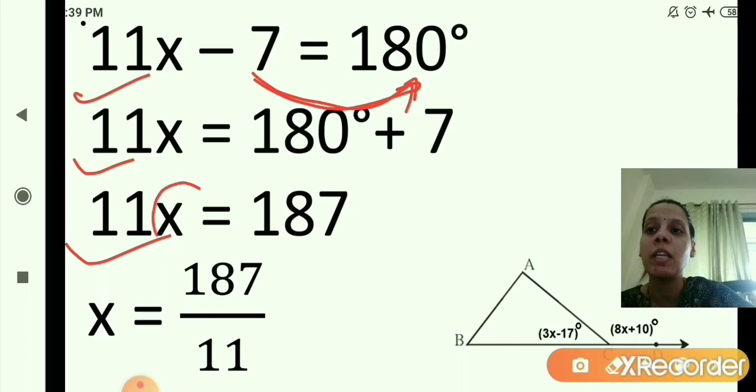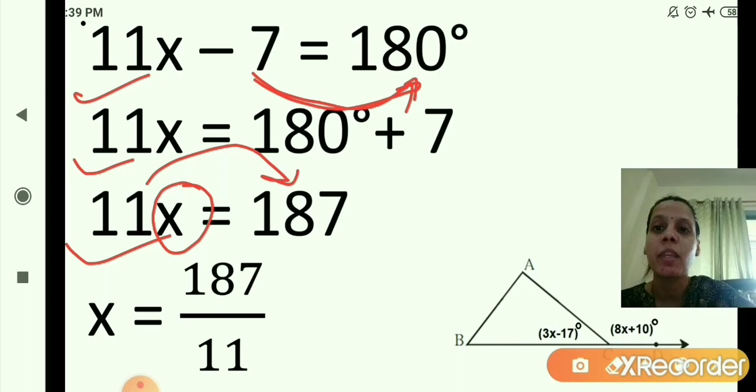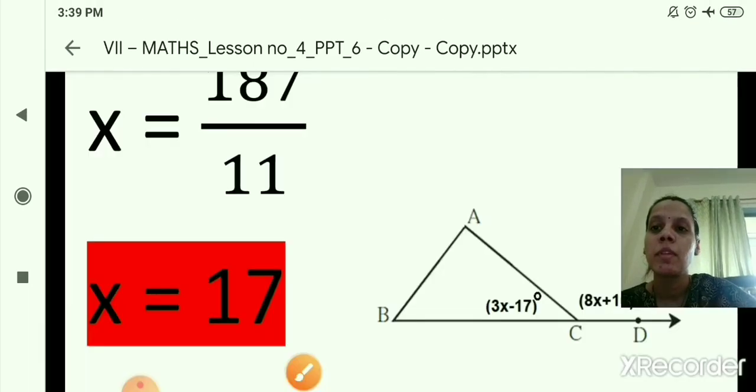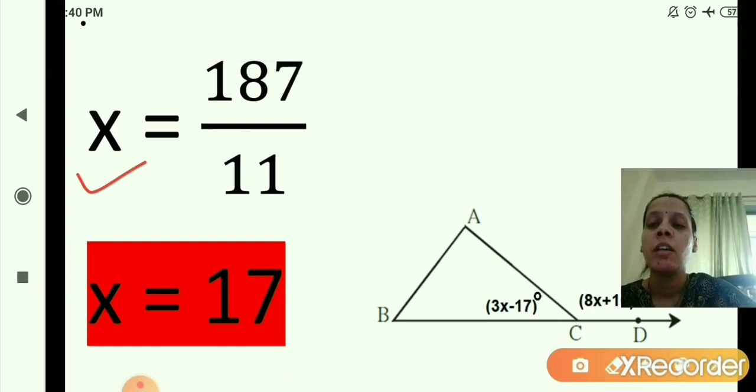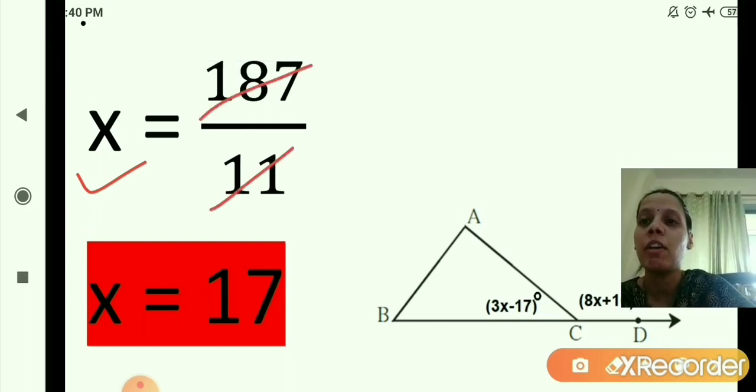Now this 11x is equal to 187, correct. Now x will remain here on the left hand side, and this 11 will go on the right hand side, so it becomes divide, that is division. So what is the next step? X is equal to 187 divided by 11. Yes, now we will do the division here, correct. Divide this number by 11. 11 ones are 11, correct. 7 are remaining, 7 and this 7, that is 77. So 11 sevens are 77.